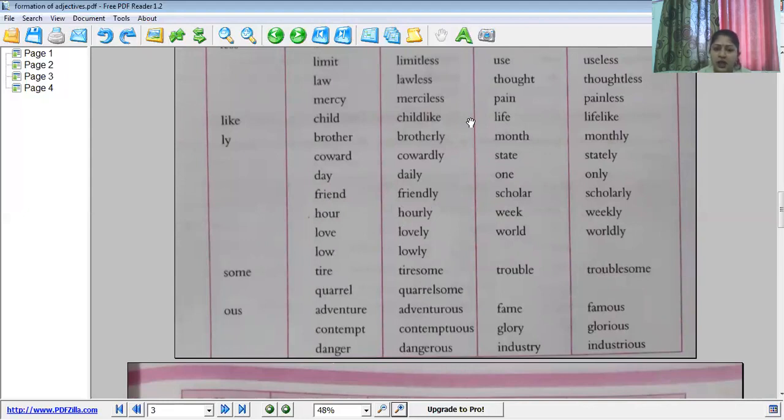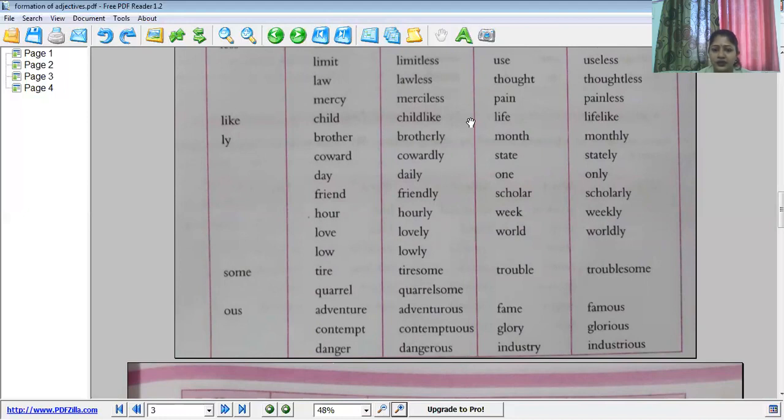Brother, brotherly; coward, cowardly. Day will become daily, not day, D-A-I-L-Y, daily. Friend, friendly. Hourly. Love, lovely. Low, lowly. Then you have month, monthly. State, stately. One will become only, not onely. Okay? Only. Scholar, scholarly. Week, weekly.